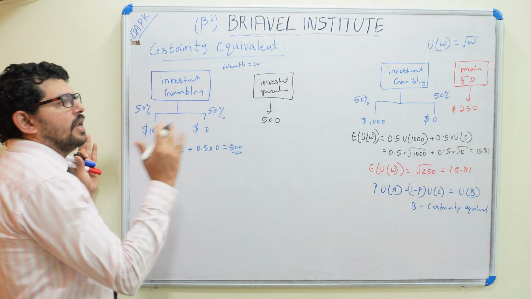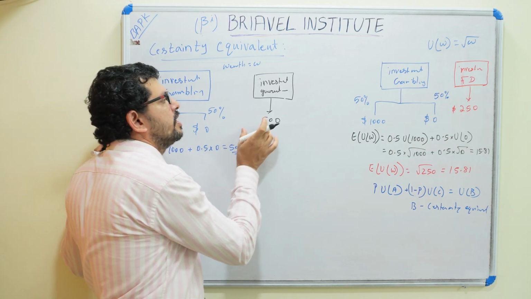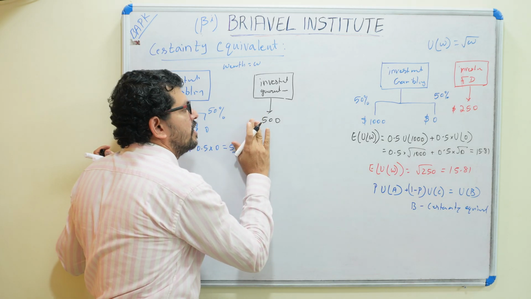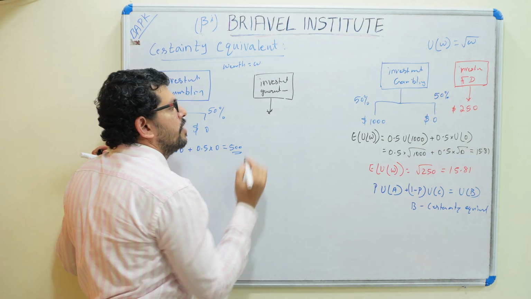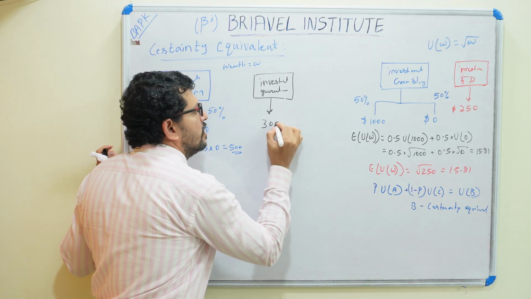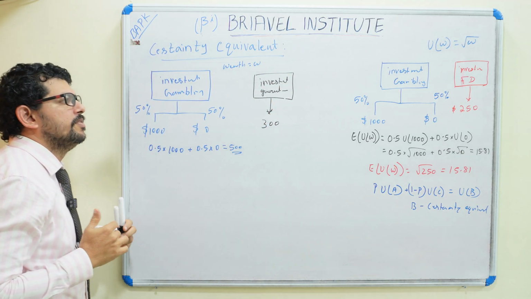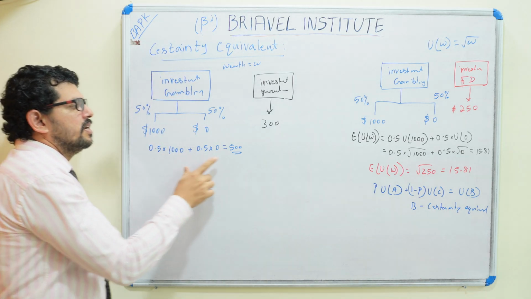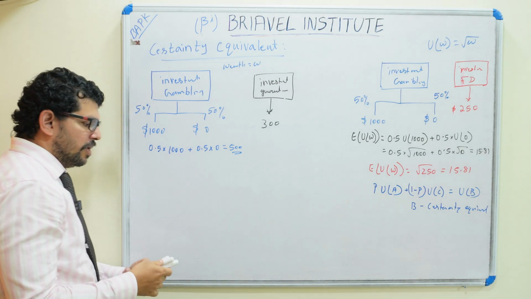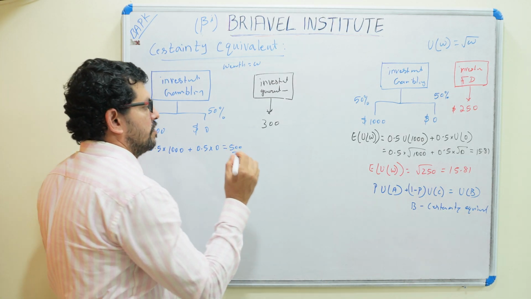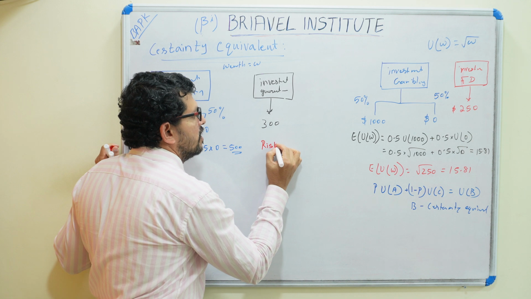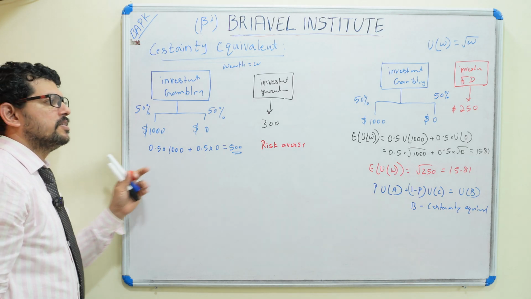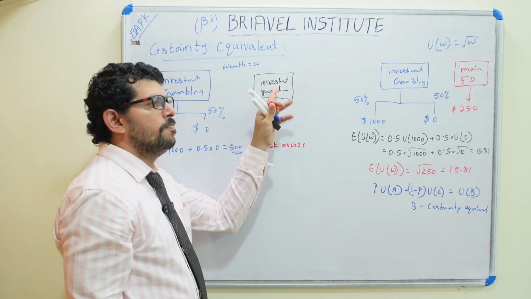But if you are comparing like that, sometimes we will not always get the same. Sometimes if you are going for the guaranteed option, we will get 300, but if you go for the investment in this gambling, we get 500. So which choice will a risk averse investor select, this one or this one? A risk averse investor will always think about the guaranteed option.